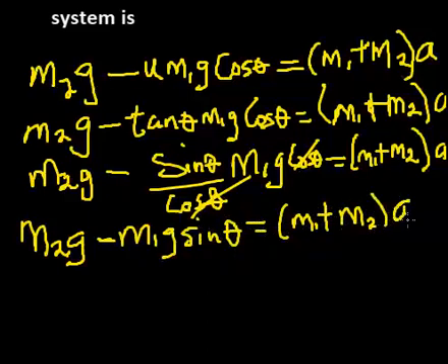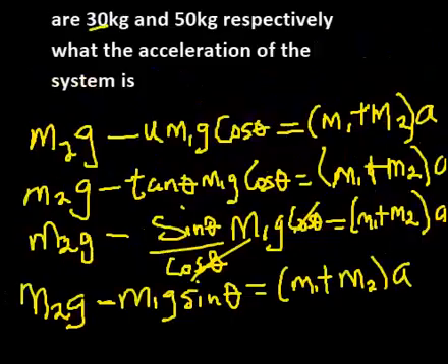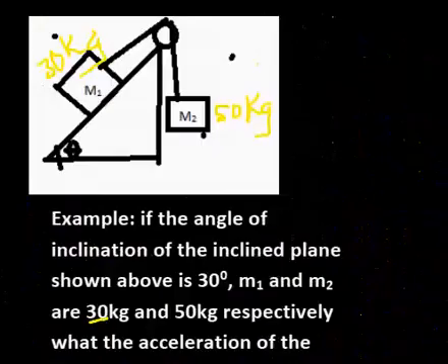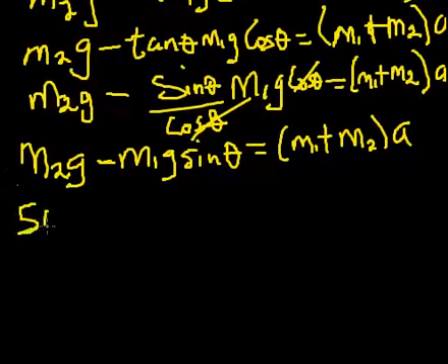Alright, so we can now put our values. Remember, according to the question, we are told that M2 is 50 and M1 is 30. So that's going to be 50 times 10.